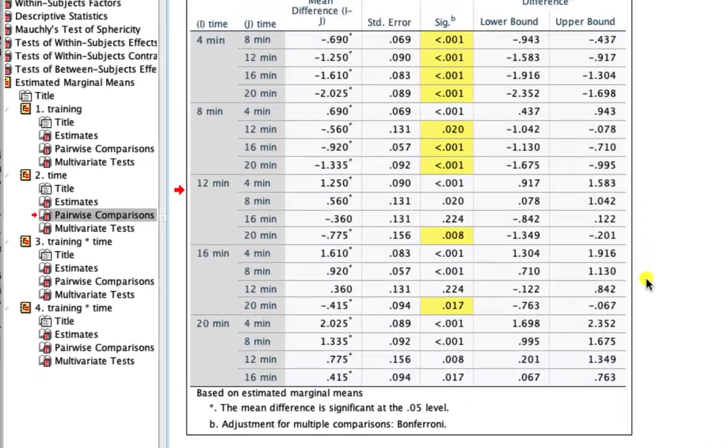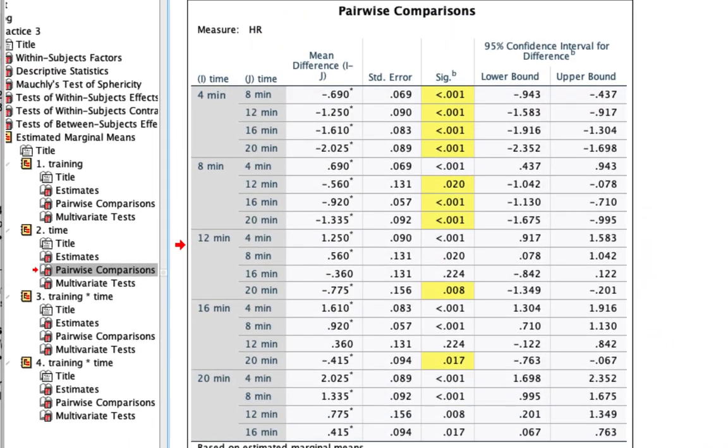So once we have our pairs identified, I then could list them out, right? Some of the ways you might want to write this is that you organize it by the first column of time. So all time points are significantly different from 4 minutes. 8 minutes was significantly different from 12, 16, and 20 minutes. 12 minutes was significantly different from 20 minutes. And 16 minutes was significantly different from 20 minutes.